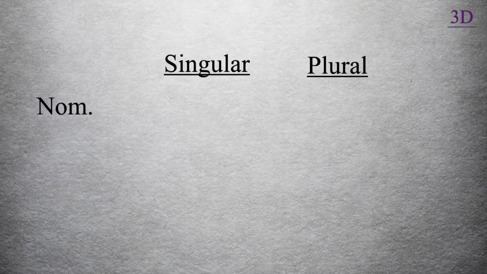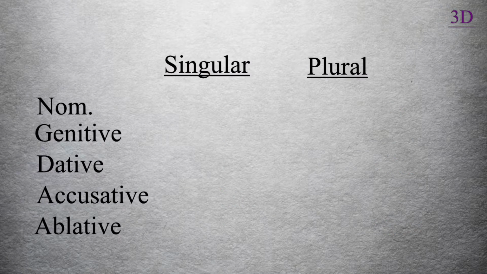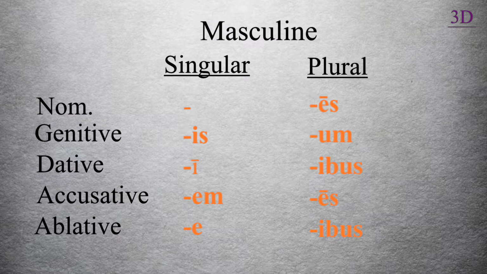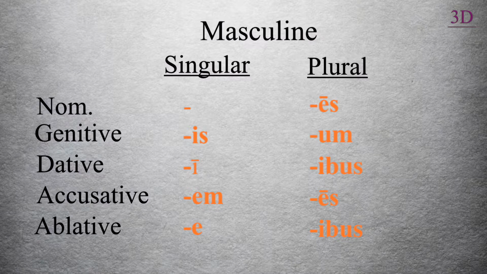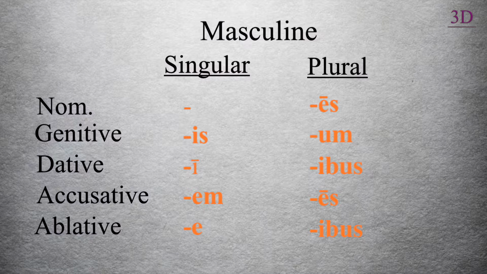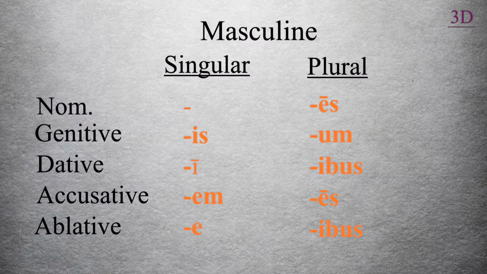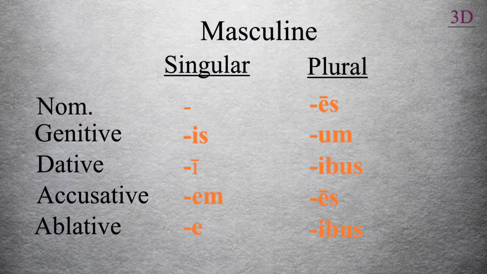Okay, so let's take a look at our masculine endings. Starting with the nominative singular, blank, genitive is, dative i, accusative em, ablative e, nominative plural es, genitive plural um, dative plural ibus, accusative plural es, and ablative plural ibus. Super simple.